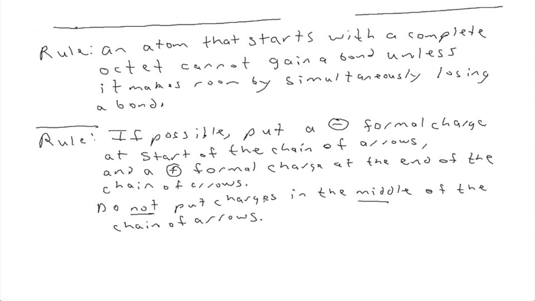But we can simplify things so we don't have to think through every single idea and every single problem, and just memorize this as a rule. Do not put charges in the middle of the chain of arrows. Why do we want to put a negative at the beginning? So that it'll lose its negative charge. And why do we want to put a positive charge at the end? So it'll lose its positive charge. We don't want to put them in the middle because then they won't lose their charges.